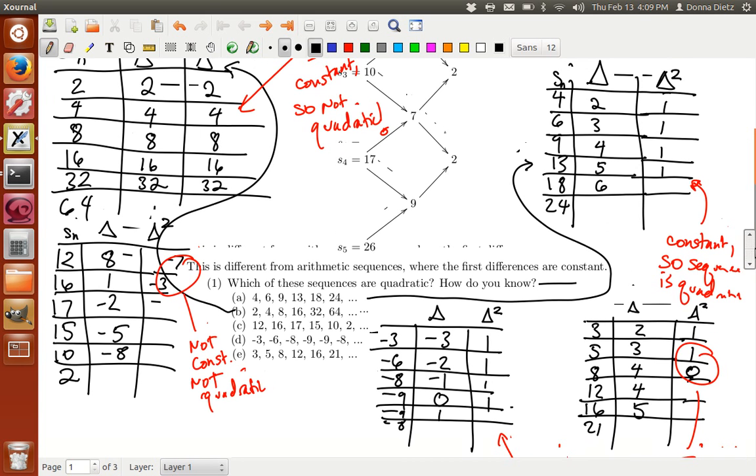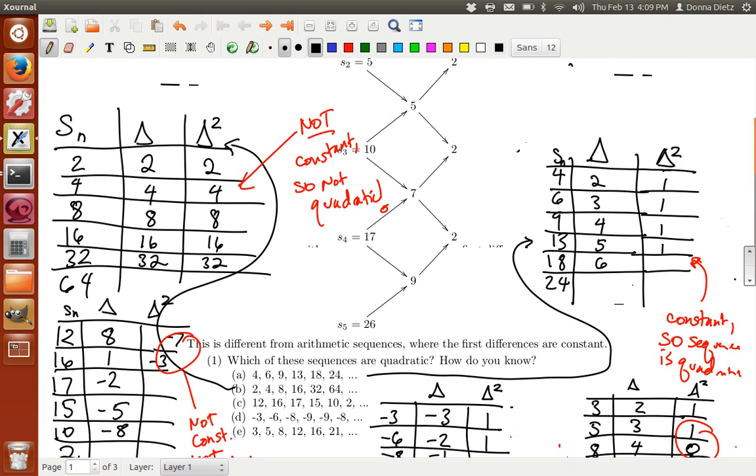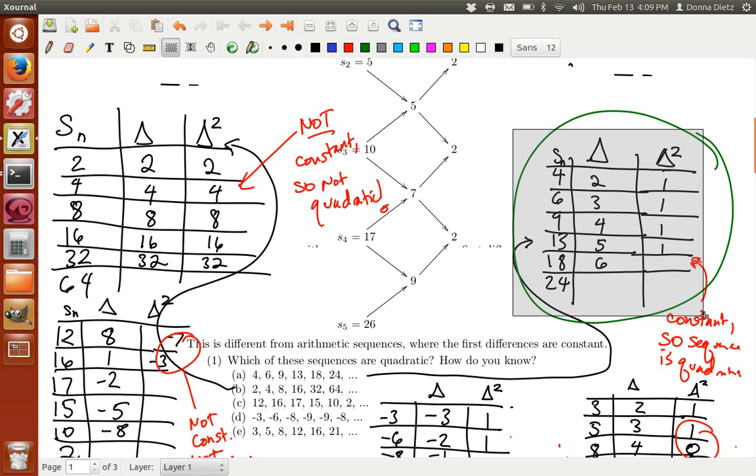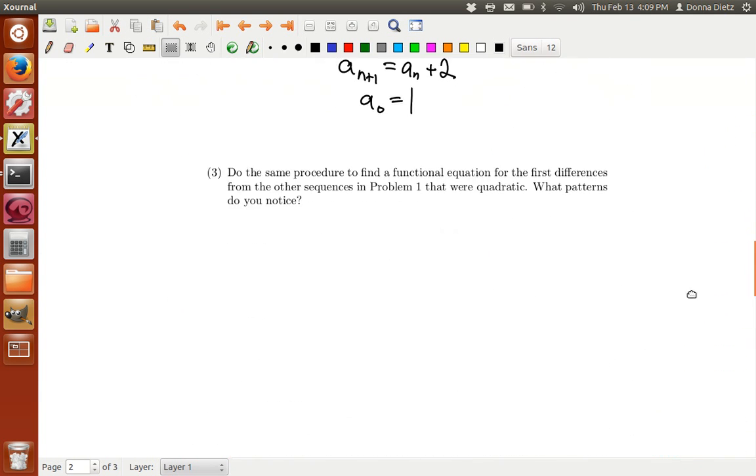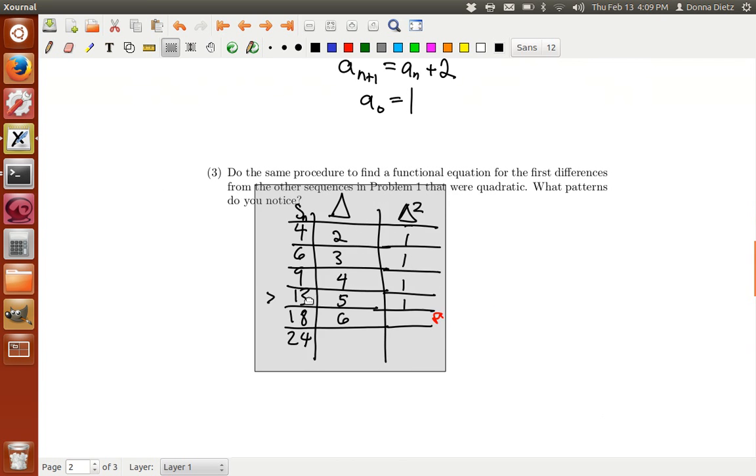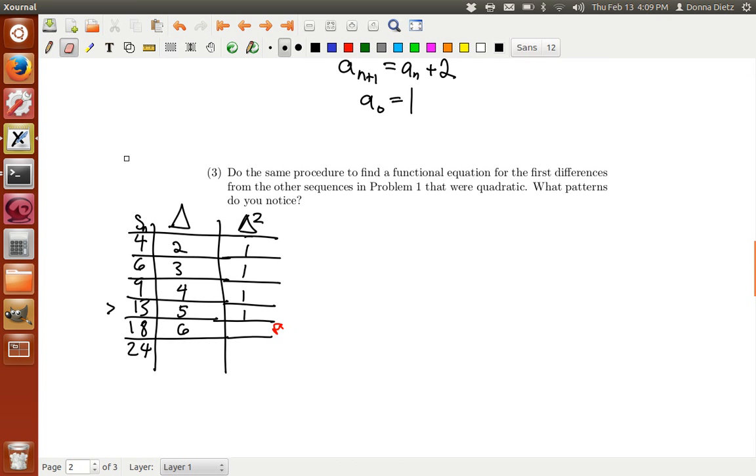Here, let's take the first one. The first one is the 4, 6, 9, 13 sequence. That's this guy. And what did we see? Well, the great thing about a tablet is we can just pick this up with us, copy, and paste. Here it is. Okay. Right, so there's the sequence.